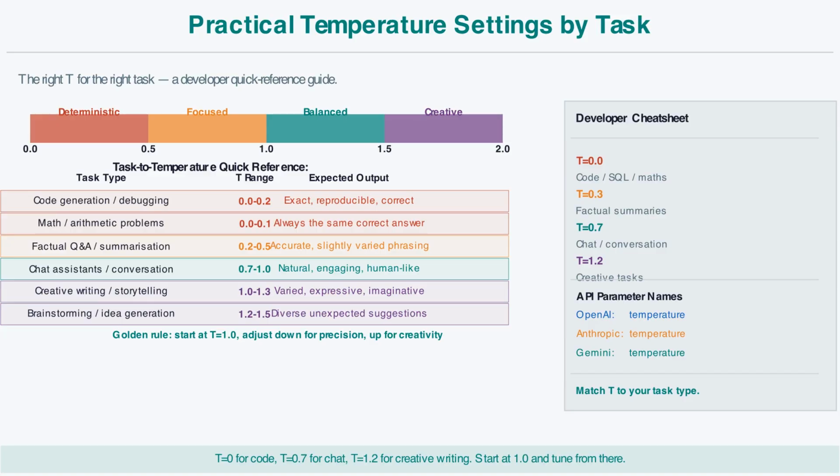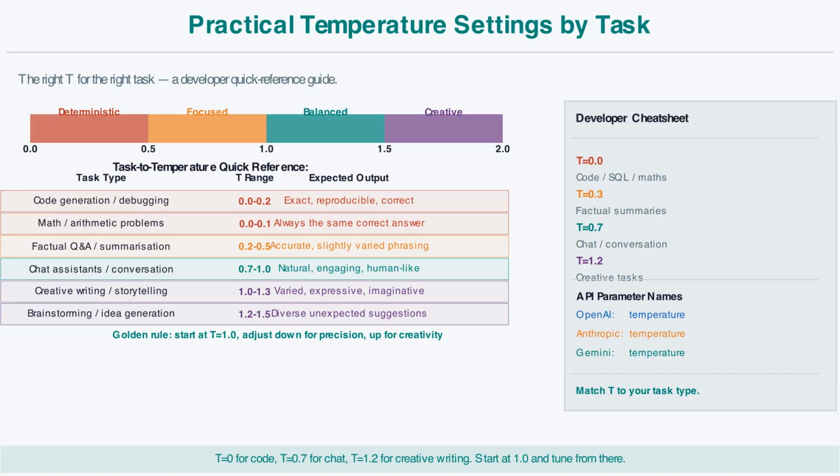For brainstorming and idea generation, T between 1.2 and 1.5. Produces diverse and genuinely surprising suggestions. The golden rule: start at T equals 1.0 and tune from there. Go down for precision. Go up for creativity.